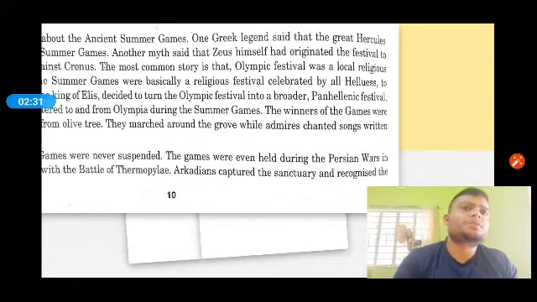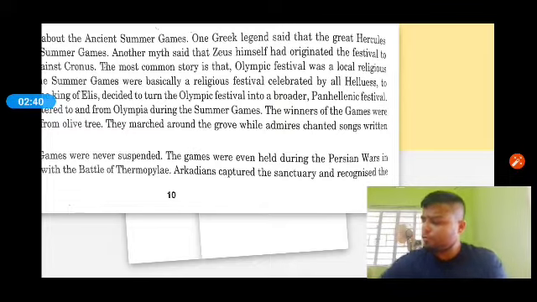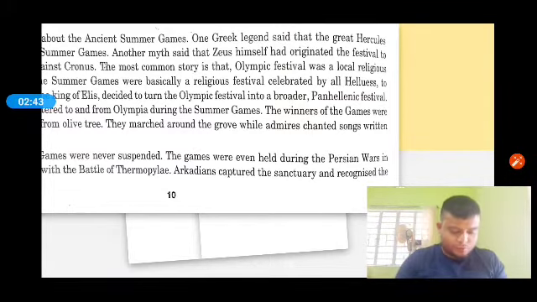Now, about the ancient summer games. According to the Greek legend, the great Hercules is one of the founders of the summer games. He is said to be a demigod also. And in a myth, it is said that Zeus himself had originated the festival to celebrate his victory against Cronus, another god, and Zeus is also one of the gods in Greek mythology. And this is how it all started.